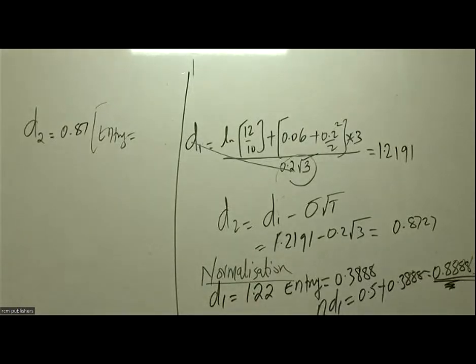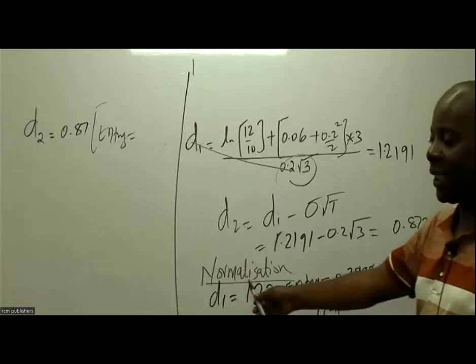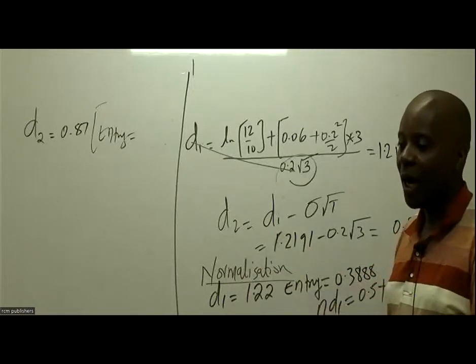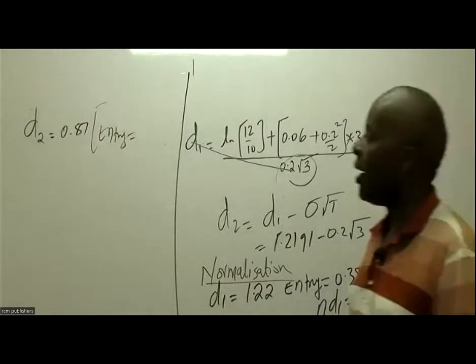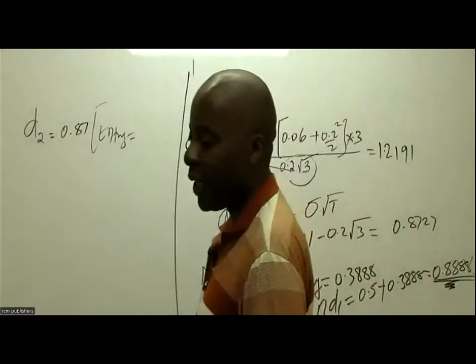What is the difference between ND1 and D1? You see, ND1 is normalized. It's a probability. ND1 is a probability. D1 is like the Z score.